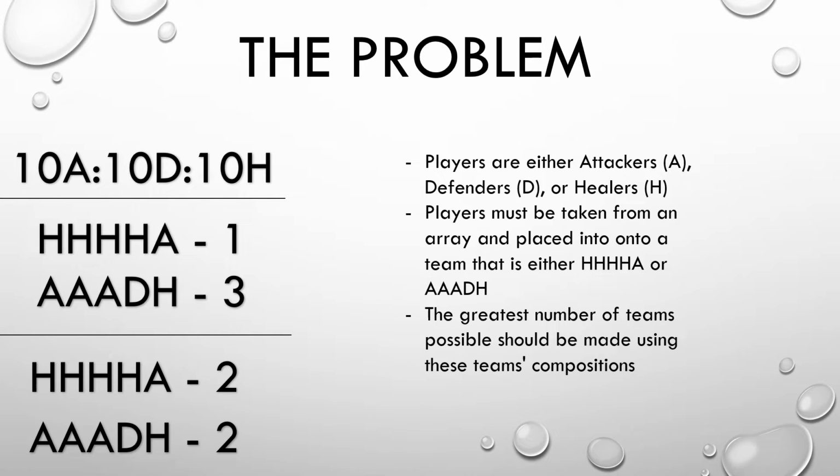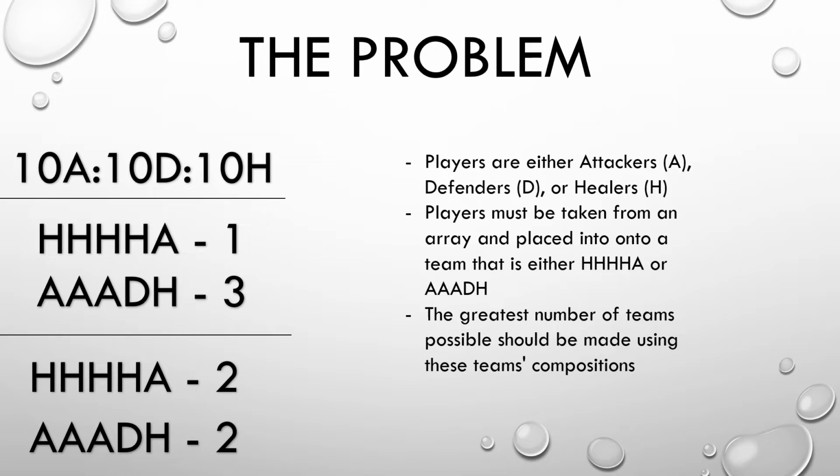The problem that we are looking at for workshop 2 is a video game scenario where we have attackers, defenders, and healers. The players are all put into an array, which is kind of the queue, and all of the players have to be put onto teams that are either 4 healers and 1 attacker, or 3 attackers, 1 defender, and 1 healer. And the goal is to get the greatest amount of teams possible based on the queue or whatever players are up there.